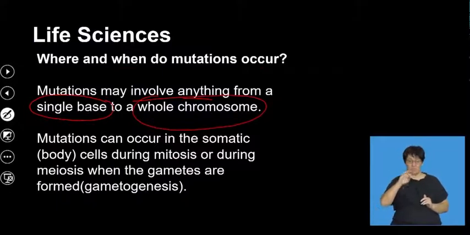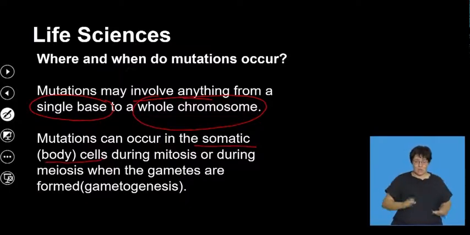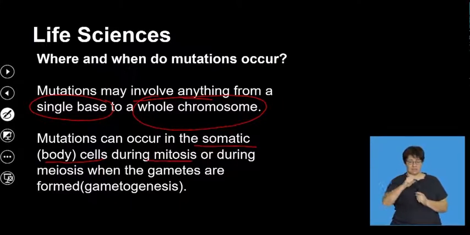And that takes us to the next concept. Mutations can occur in somatic cells. So these are your cells in the body, excluding the sperms and the eggs. And this can occur during meiosis and mitosis. So let me rephrase that. It can occur in mitosis as well as in meiosis. And this is during, as I mentioned, gametogenesis.